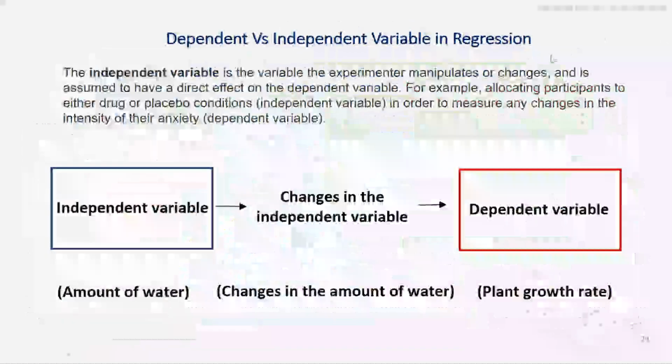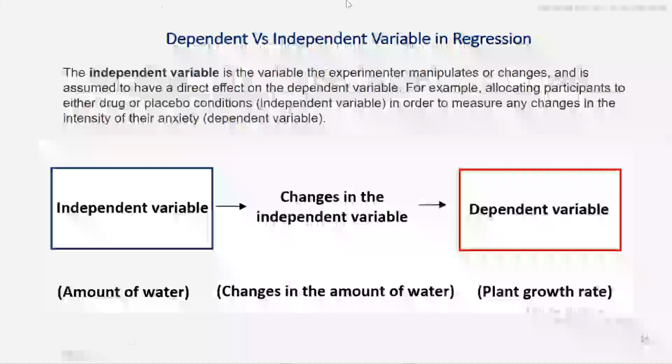If you see this one, dependent and independent variable, it will help you also. In the independent variable, you see the amount of water, and the dependent is plant growth. I'm connecting you that if you are giving water to the plant, there will be growth in the plant, so it will be the dependent variable, because majority of the time people get confused with dependent and independent variable.